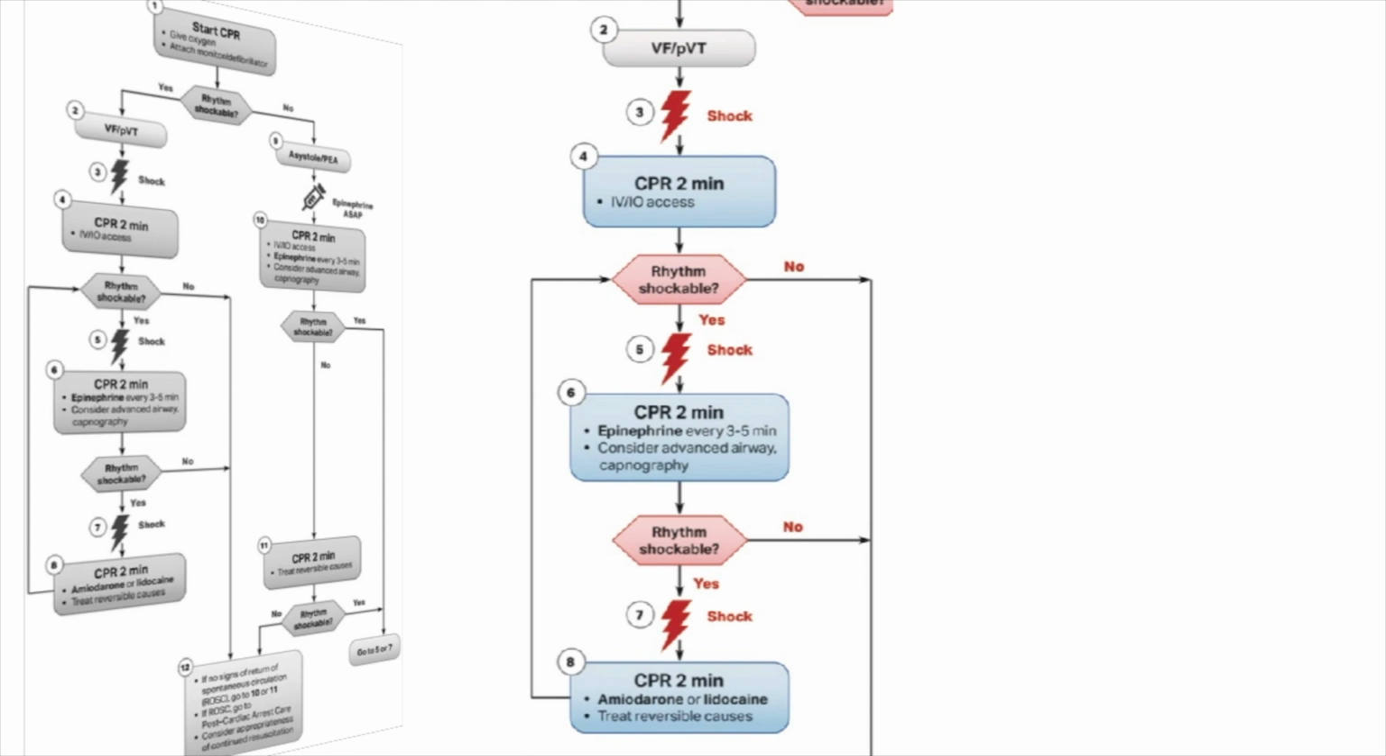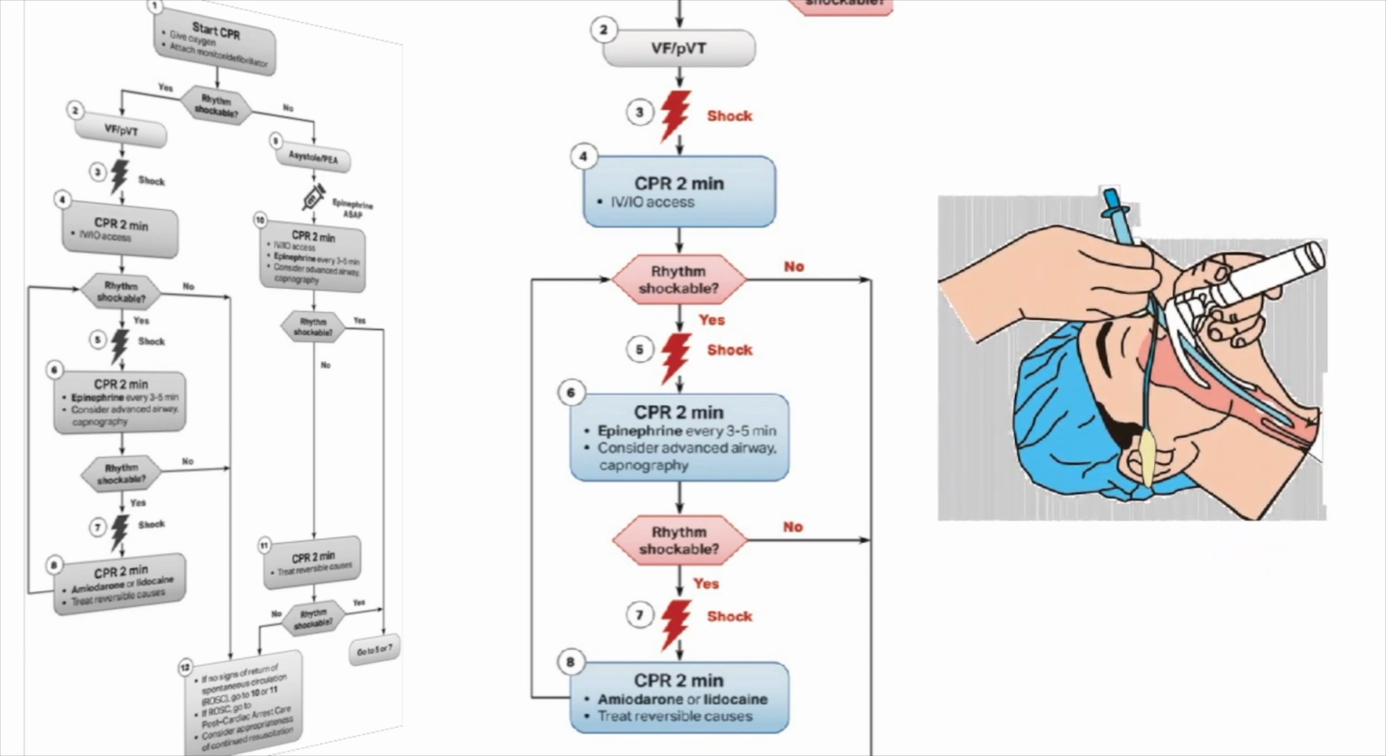If initial attempts with CPR and defibrillation are not successful, the team should get ready with epinephrine. After 2 minutes of CPR, if the rhythm remains shockable, that is VF or pulseless VT, proceed with another 200 joules shock. Resume CPR, as we did before. Now you can start injection epinephrine 1 mg bolus, followed by saline push while CPR is going on, and repeat epinephrine every 3 to 5 minutes. The algorithm also recommends to consider advanced airway and capnography from this point onwards.